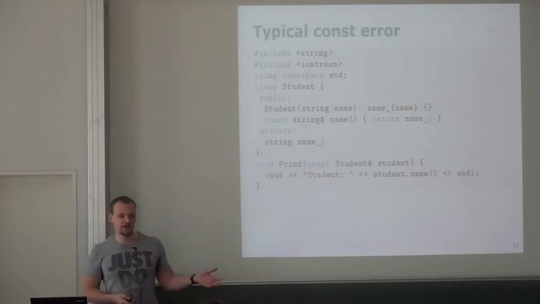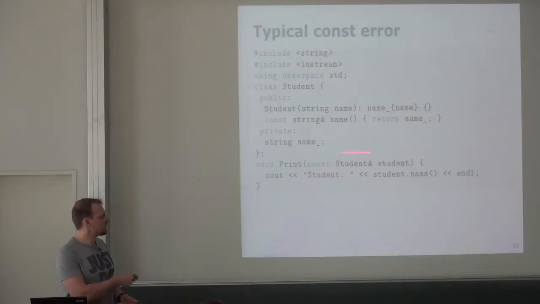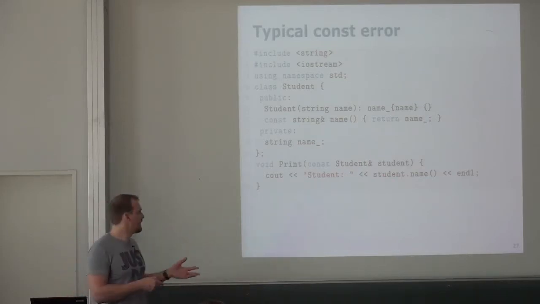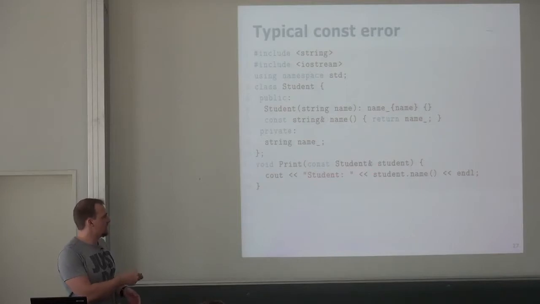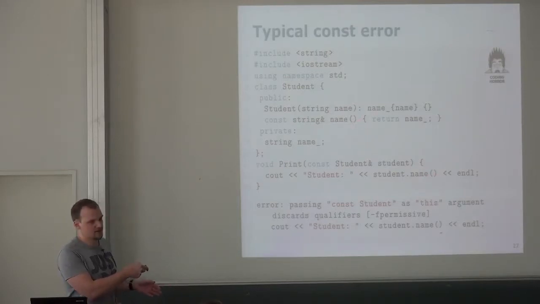The typical const error can look something like this. So let's say we have a function print, and we give it a student. So we want to print the name of the student. And we give it by const reference. The problem here comes because we call a name here, but name is not marked as const.